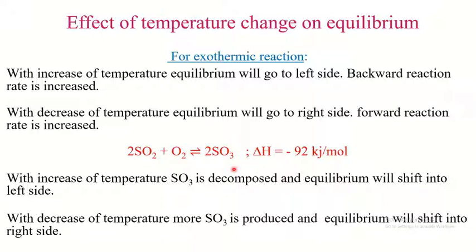And if temperature is decreased for an exothermic reaction, then the forward reaction rate will be increased and it will produce more heat. So the decreased temperature will be increased again and the equilibrium will be shifted to the right side.